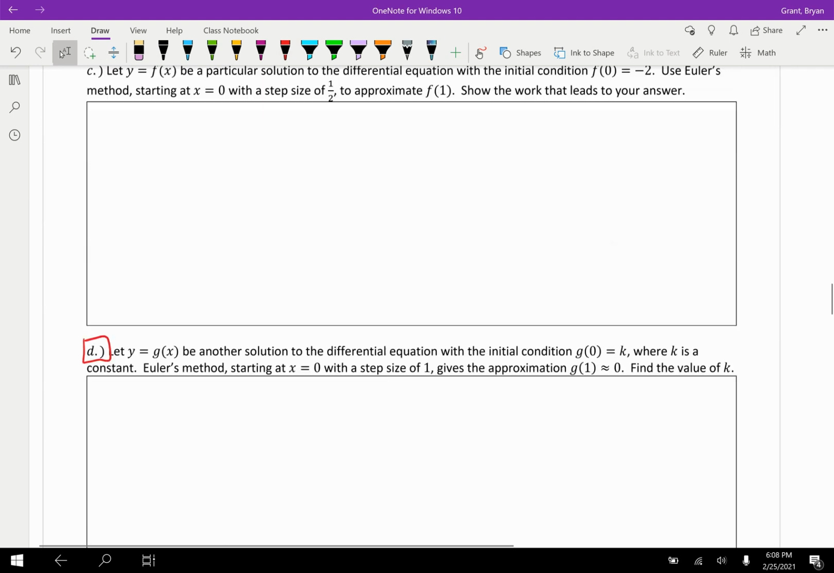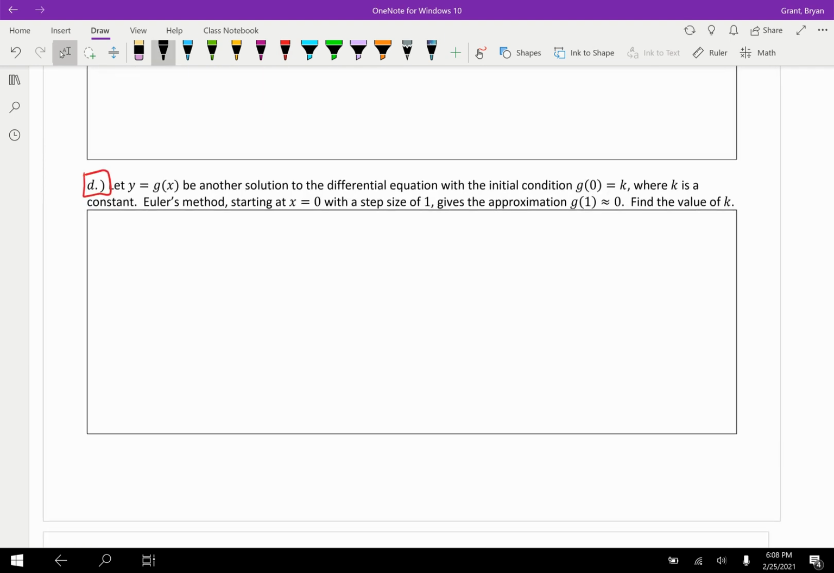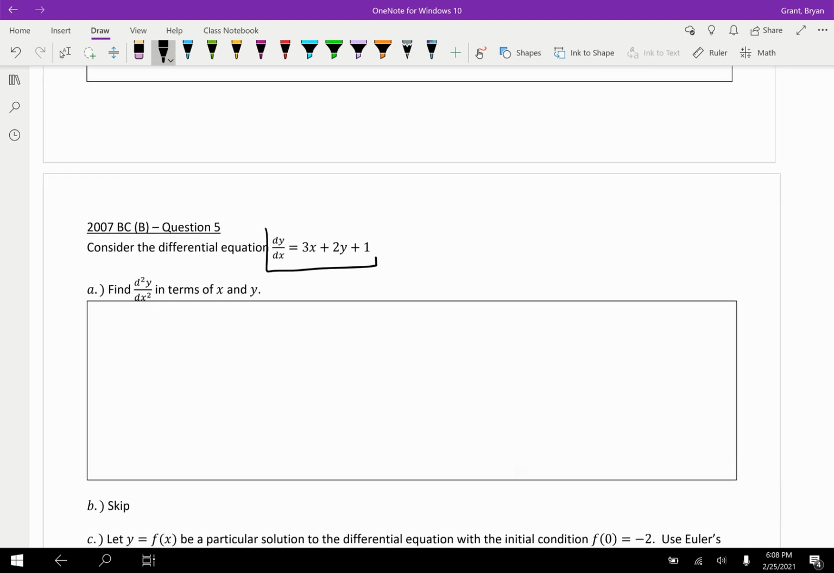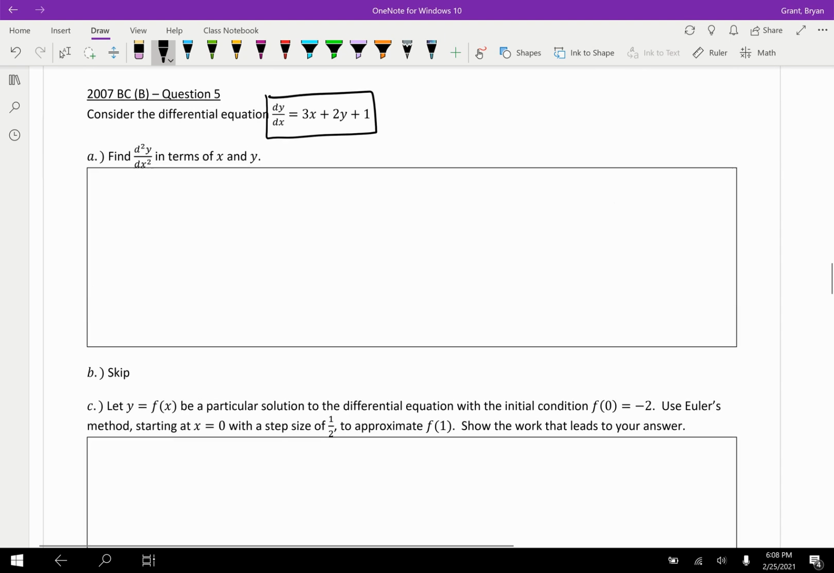Okay, so let y equals g of x be another solution to a differential equation with an initial condition 0, k, where k is a constant, Euler's method starting at 0 with a step size of 1. That means we only do one tangent line. Well, that's exciting. Okay, so I don't even need that t of 0 thing. Now, how does this work? Well, they gave us an initial condition 0, k. Looking at the rest of the problem, we do have this differential equation. I think we'll need that at some point.